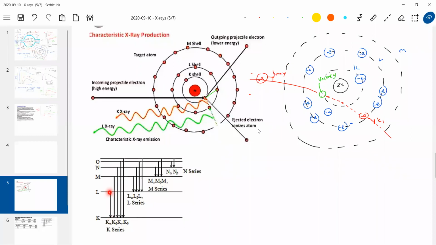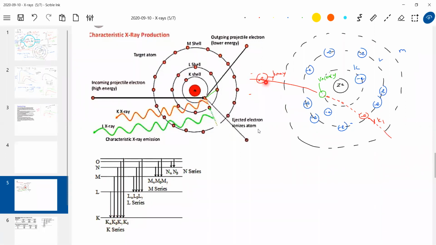Who can fill it up? L. Then K alpha will be produced. What is the name of that photon? K alpha. A vacancy produced in the K shell, if it is filled up by the M shell, meaning an electron from M makes a jump from here and gives out a photon, then I'll get K beta. If it is filled up by N, I'll get K gamma. If it is filled up by O, then we'll call that K delta. Like that, we give the names K alpha, K beta, K gamma, K delta.